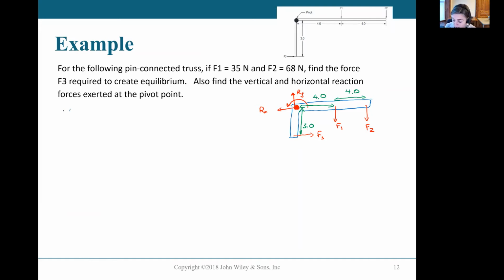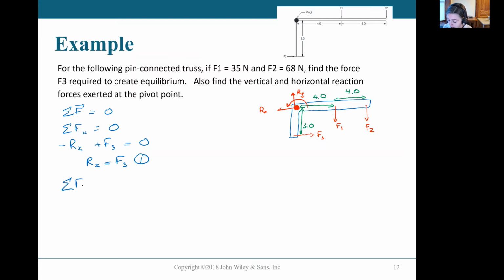Okay, so here we want to say that the net force is equal to 0, and that means that we have to set it to 0 in the x direction and the y direction separately. So in the x direction, we only have 2 forces, Rx and F3. So that tells us that negative Rx plus F3 equals 0. So it follows then that Rx is equal to F3, but we don't know what either one is equal to. Once we figure that out, we'll be able to answer 2 parts of the problem. Okay, so that's equation 1.